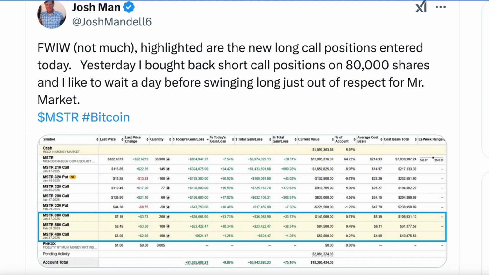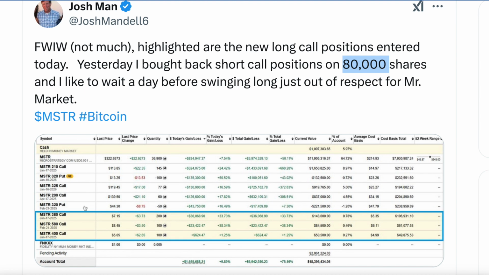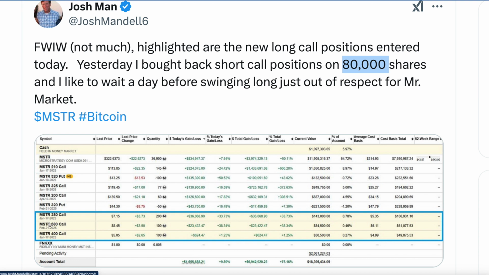Josh Man has flipped bullish as well, for what it's worth, not much. Highlighted are the new long call positions entered today. Yesterday, I bought back short call positions on 80,000 shares. And he'd like to wait a day before swinging long out of respect to Mr. Market. Well, look what happened. He hopped into some long calls. You know, February is not that long, but January 17th, he put some call options in, and he's getting ready to make his money work for him.